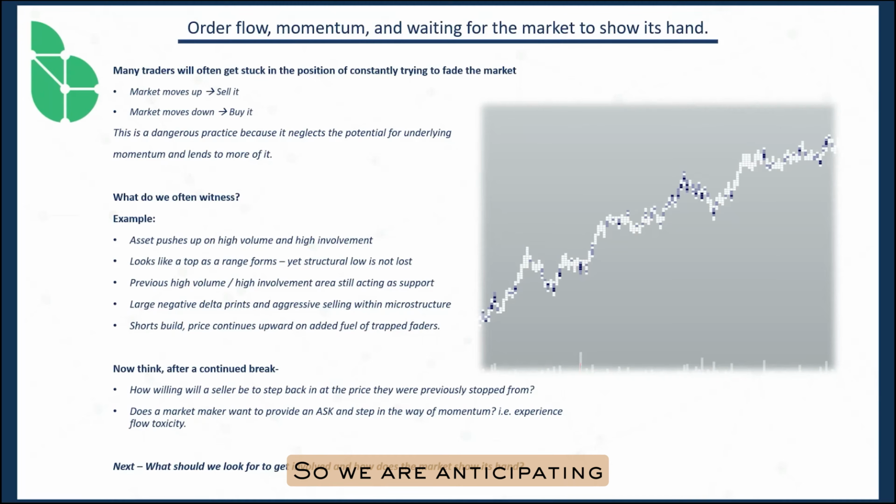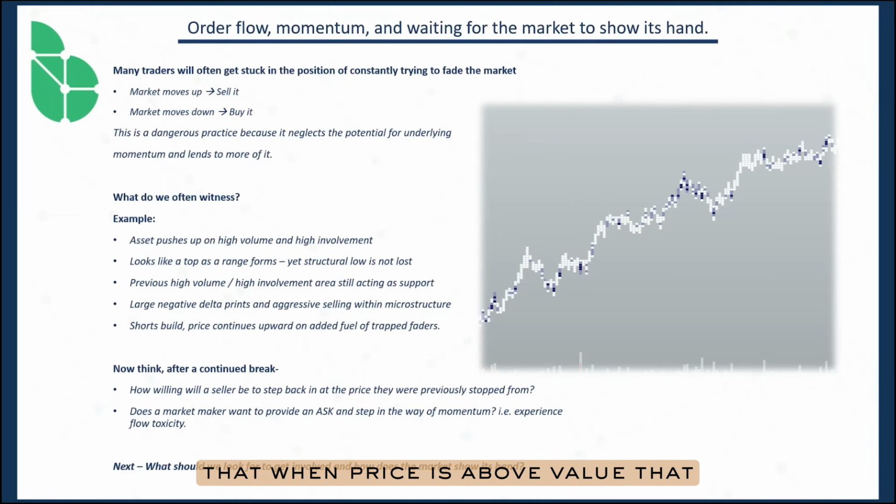So we are anticipating that the range is respected, that when price is above value, the bid pressure will step off, sellers will step back in, and the price will return to the mean. So this is fading a move. Fading a move is when prices are moving up and we are taking a position against the trend on the assumption that the trend is going to correct.